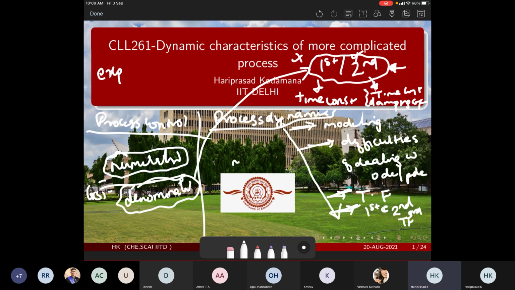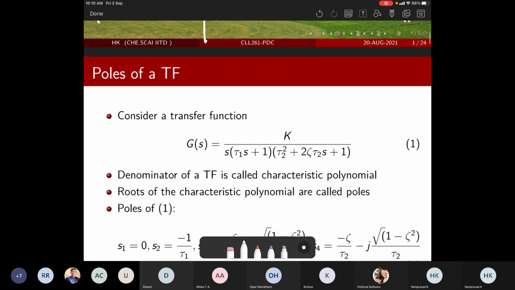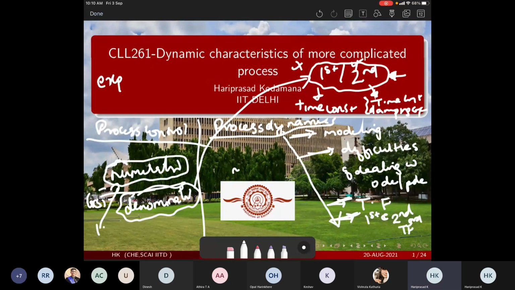So this is the first thing that we are going to look at. First is the effect of numerator. Second is the presence of irrational terms. So how do you deal with such cases? This is the overall scheme that we are going to take a look at now.